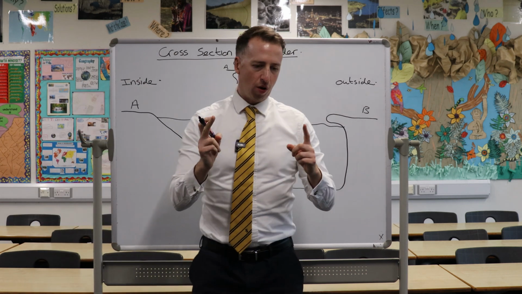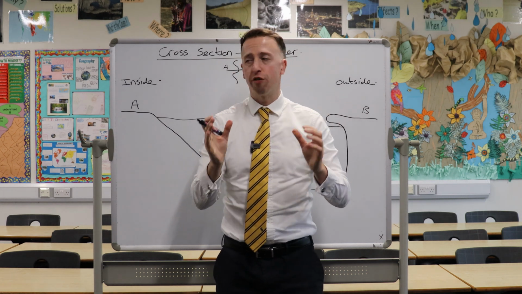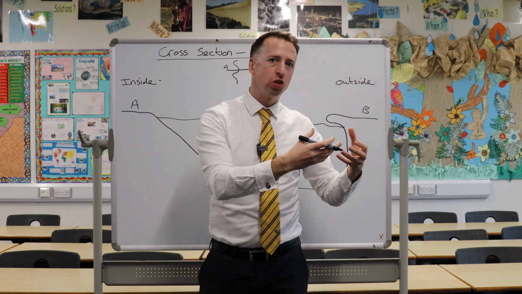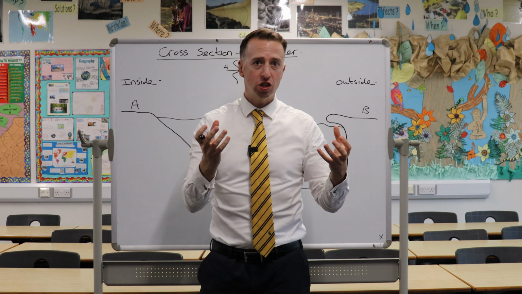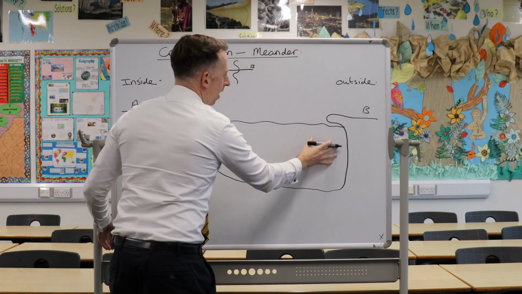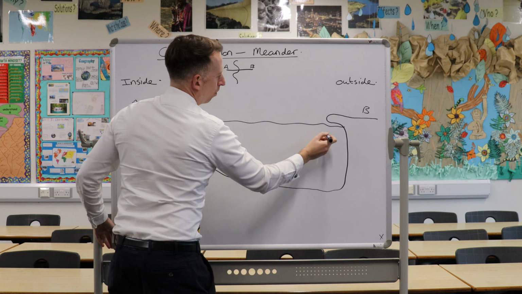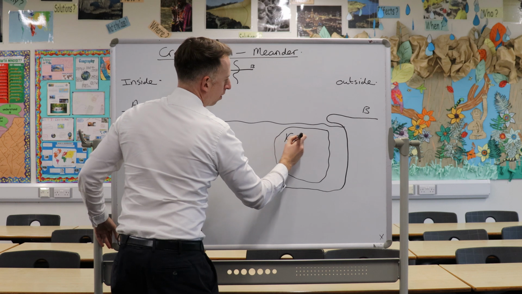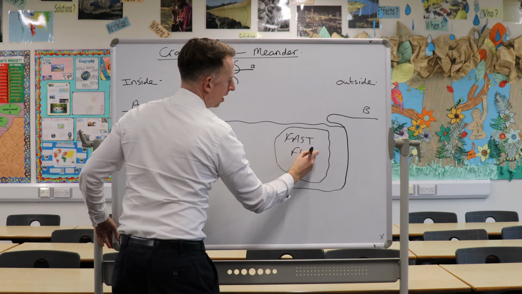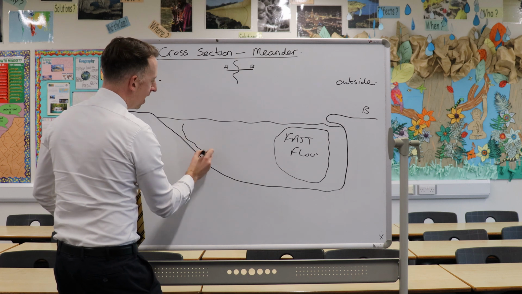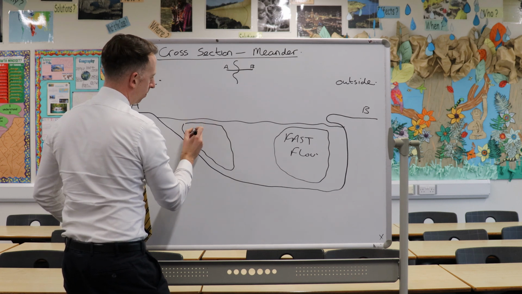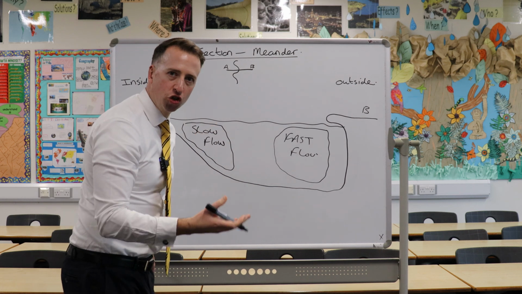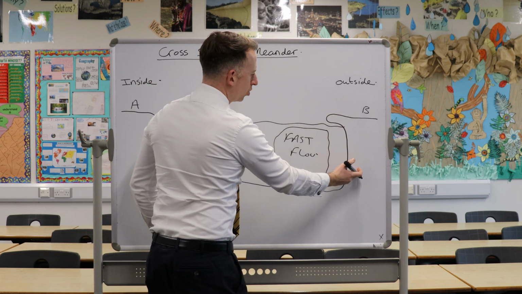Now the reason the shape of the channel is different on side A and side B is due to the volume of water on each of the opposing sides. So over here, on the outside bend, the flow of the water is much faster. Over here, the flow of the water is much slower. So let's go to the outside bend.